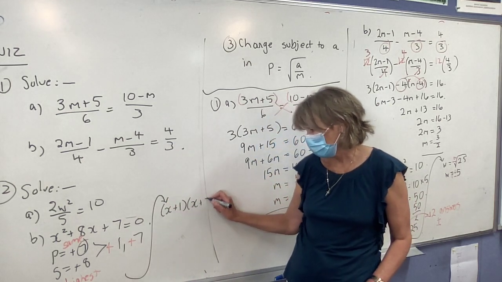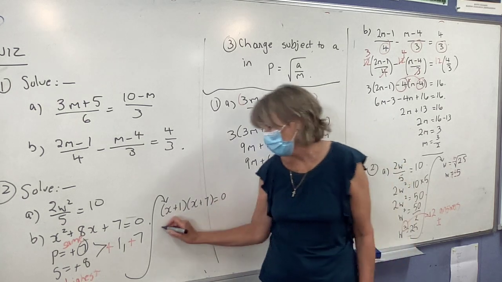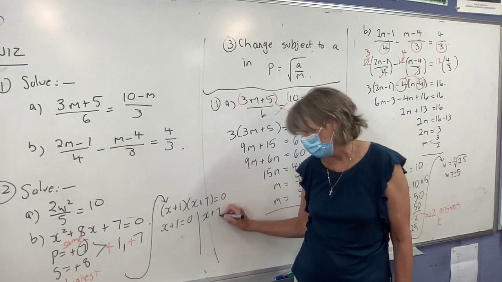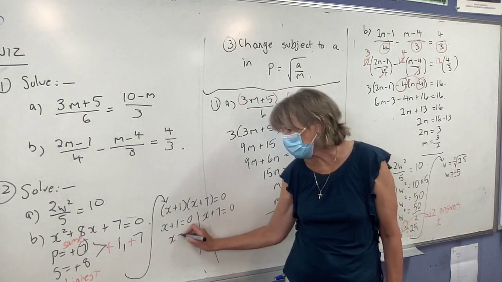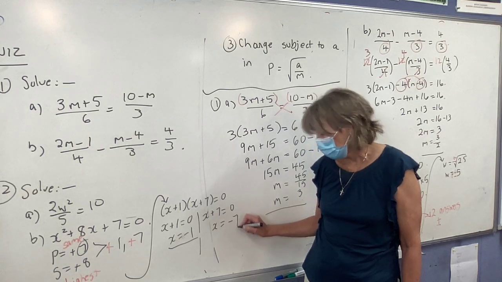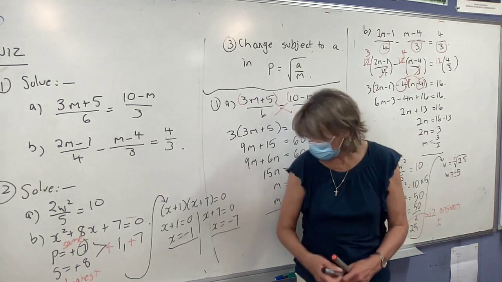Yep. And then x plus 1 equals 0, then x equals negative 1, then x plus 7 equals 0, and x equals negative 7. Okay, now, somebody asked me the other day, do I need to do these lines here?